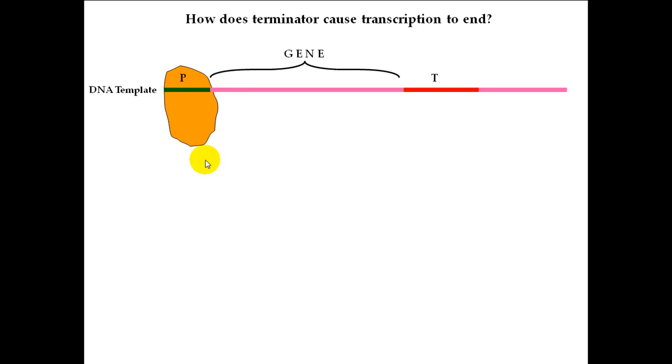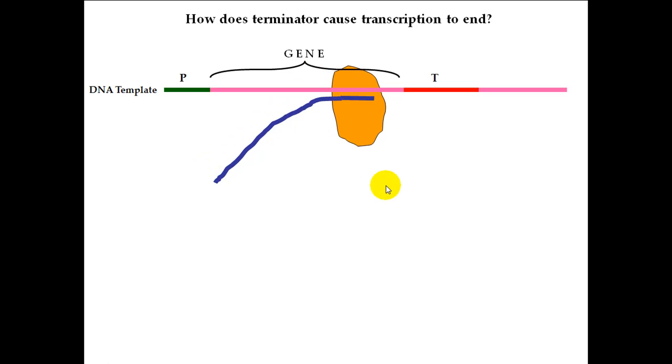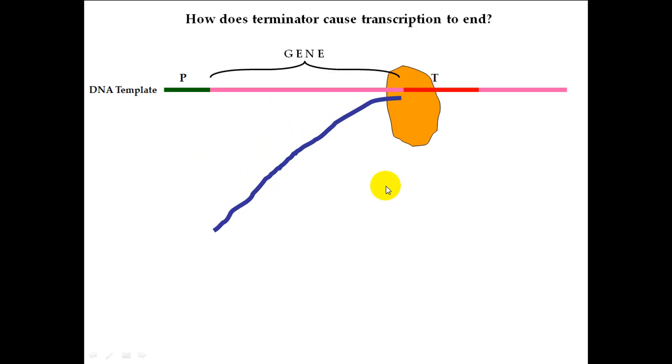And once it's bound to the promoter, then it goes down and reads that gene sequence and makes the corresponding messenger RNA out of it. When it reaches a terminator, it knows that that's the end of the gene. So the RNA polymerase should fall off at that point. Here's what the terminator does in order to make that happen.